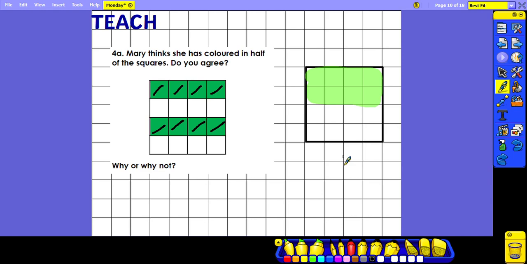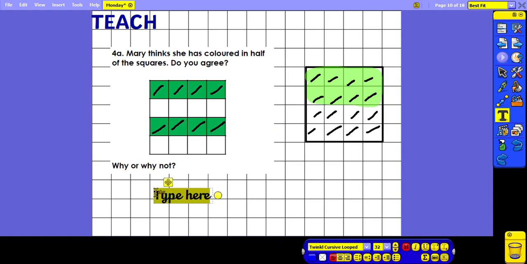And to check, I'm going to count how many squares there are altogether. 1, 2, 3, 4, 5, 6, 7, 8, 9, 10, 11, 12, 13, 14, 15, 16. And I know that 8 is half of 16. So she is correct. So do I agree? Yes, because 8 is half of 16. But we've proved it by drawing Mary's squares in a slightly different way.